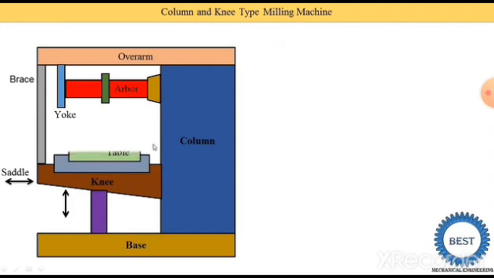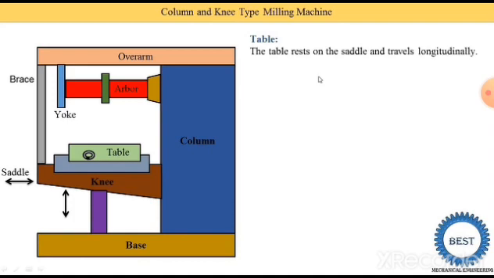Next component is the table. So the table is mounted on the guideways of the saddle, and this is the hand wheel for the table. By using this hand wheel, we move the table in the longitudinal directions. The table rests on the saddle and travels longitudinally.